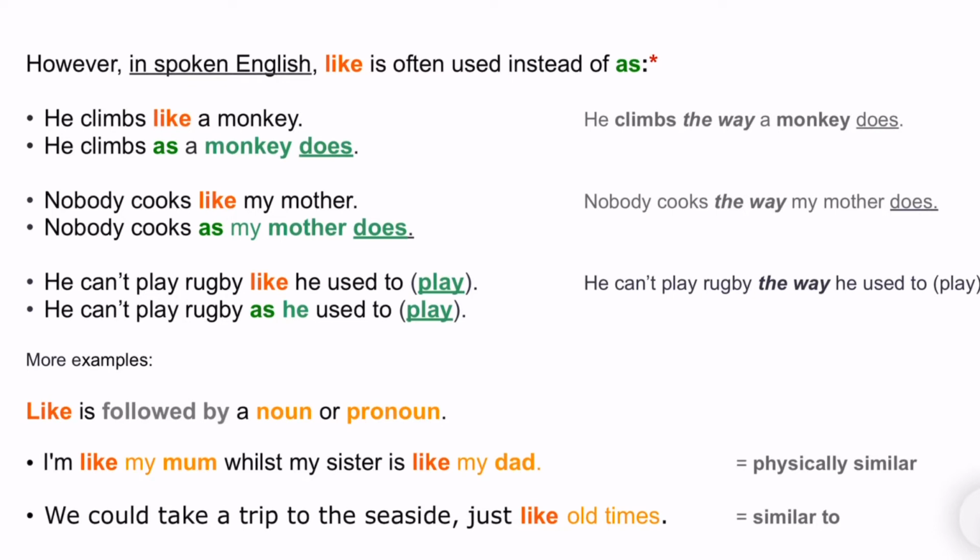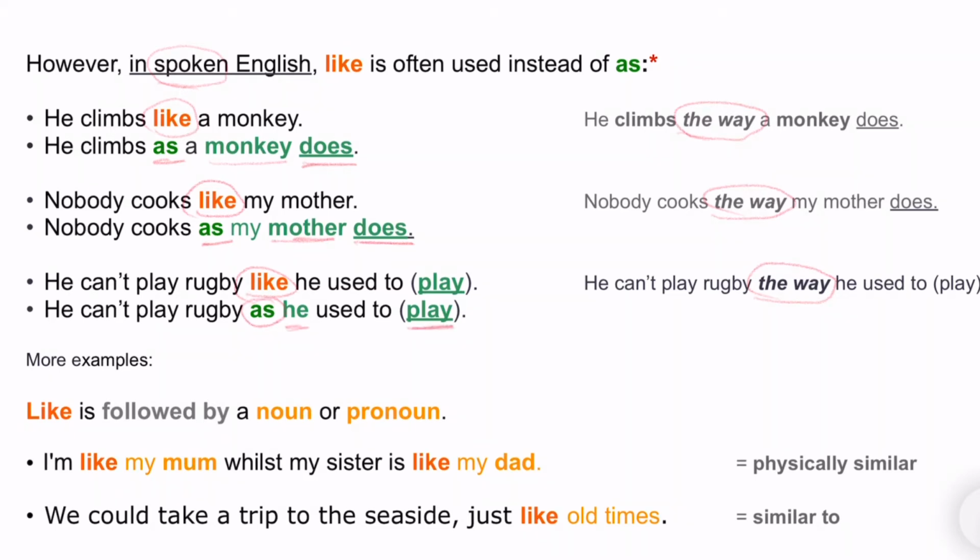However, in spoken English, in colloquial English, like is often used instead of as. So we can say he climbs like a monkey, means he climbs the way a monkey does, or he climbs as a monkey does. Here we've got the monkey as the subject and does as the verb. Nobody cooks like my mother. Nobody cooks the way my mother does. Or nobody cooks as my mother does. So we've got as, subject and verb. He can't play rugby like he used to. He can't play rugby the way he used to. He can't play rugby as he used to, implied play.